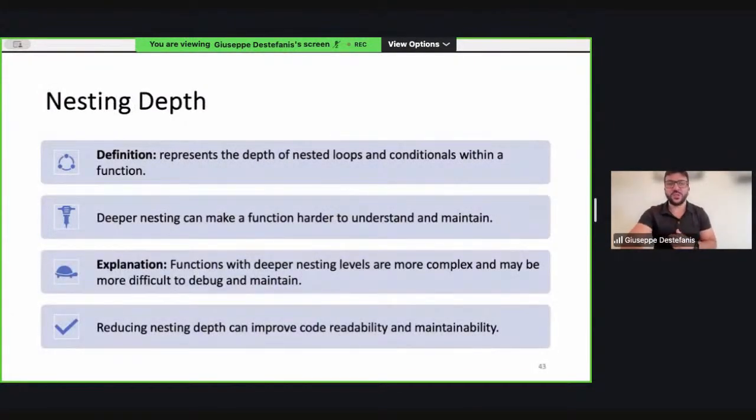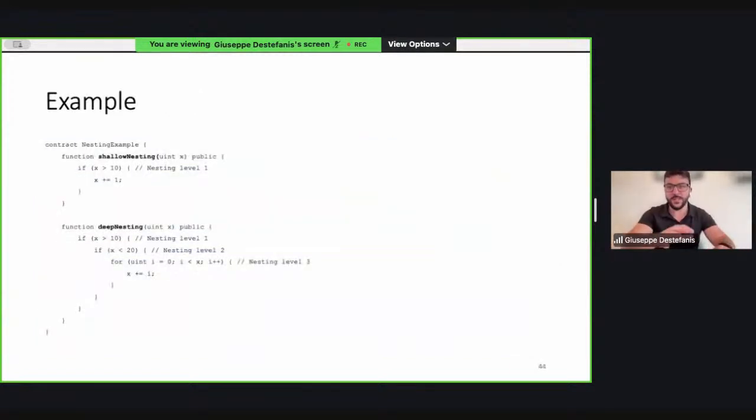Then we have another metric at function level called nesting depth. This one represents the depth of nested loops and conditional structures that I have within the function. What does it mean? Let's see the code, it's clearer and easier. We have shallow nesting. We have a conditional expression here, and if x is larger than 10, I increment. And here I have if x bigger than 10 and then less than 20, then I have a loop where there is another conditional expression within the loop. So you can see that the nesting of this function is higher than this. Here I have 1. Here I have 1, 2, 3 levels of nesting.